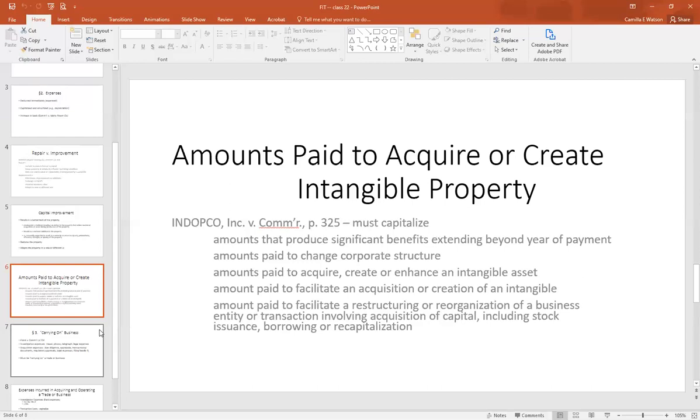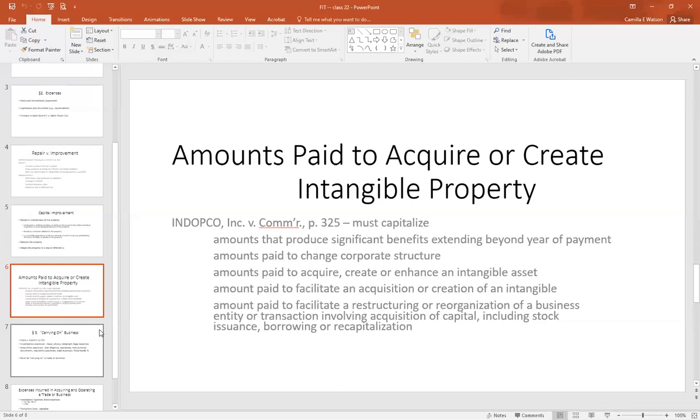C, $1,000 for patching the entire asphalt parking lot area. Well, this is a repair. It may relate to the entire parking lot, but it's a repair. So therefore, they're just patching the parking lot. That's currently deductible. D, $3,000 for adding a carport to an apartment. That's going to be a capital expenditure. It is an addition, a creation. It materially increases the value of that complex and that apartment.